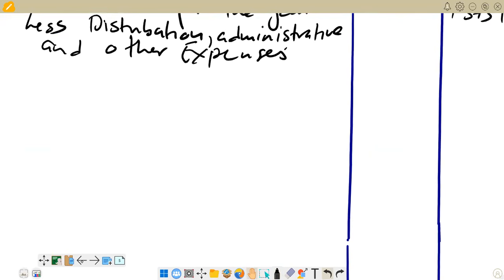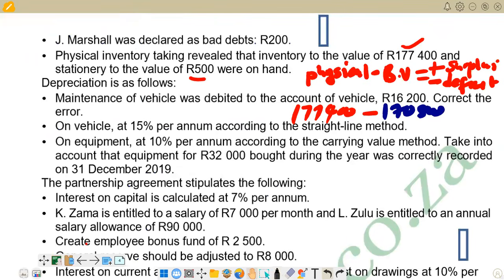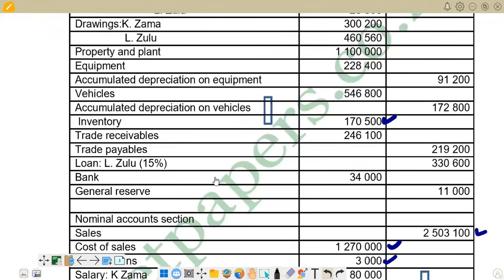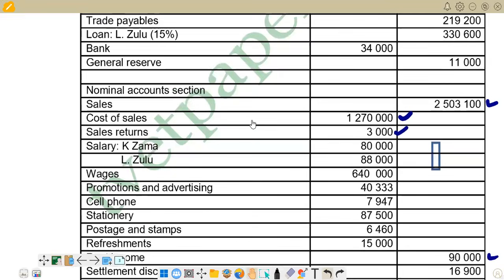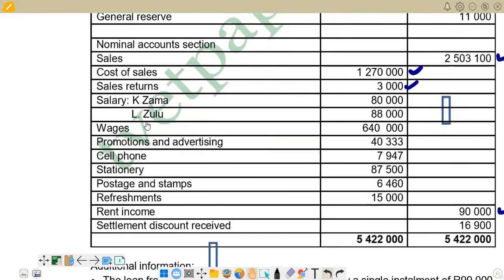So we can go again to the question and try to see which expenses we have. We are going to go down. As we go down, we see them. We start from the trial balance. If you go down, you'd see that on the nominal account section, that's where we have the expenses. Let's try to see what we have there in terms of these expenses. If you check here, you'd see that we have got something about salary here, which is an expense. We have got K-Zama and El Zulu, and we've got 80,000 and 88,000 here.